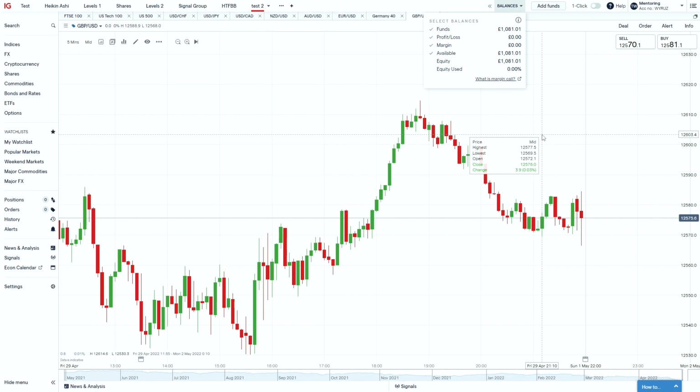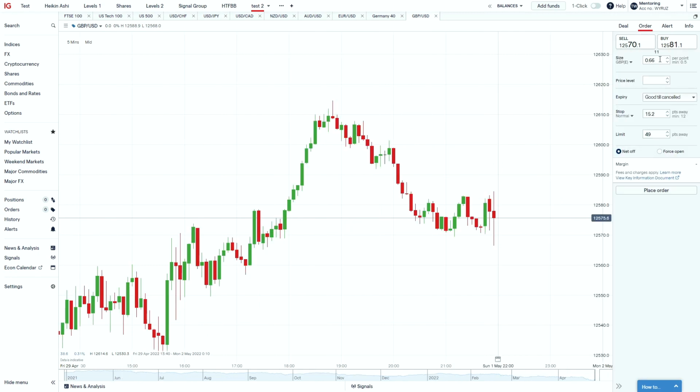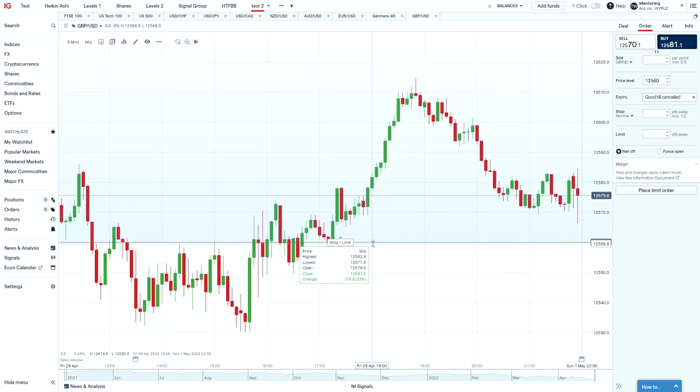So I'm just going to basically place a random trade here. I'm going to go on order tab. I'm going to say, we'll just delete all this so we can start afresh. And let's say when price gets down to 12560, let's buy the market, and we'll put a stop loss in of, let's say, 20 points, and we don't need to worry about a profit target. So if I'm using a £1,000 account, we want to work out 1% of our account size. So that's going to be £10.